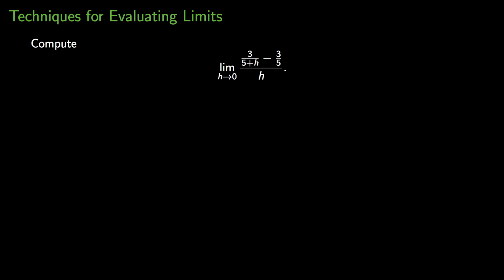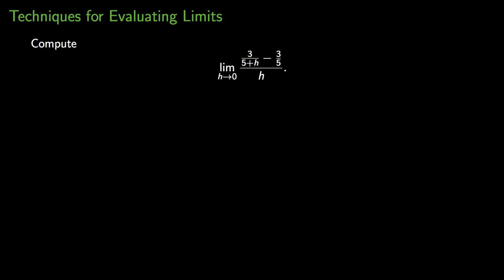To compute this limit, we start by attempting the direct substitution property and substituting 0 for h. But actually in the numerator, you get 3/5 minus 3/5, and that's 0, and in the denominator you get 0. And so we can't tell yet what this limit is.